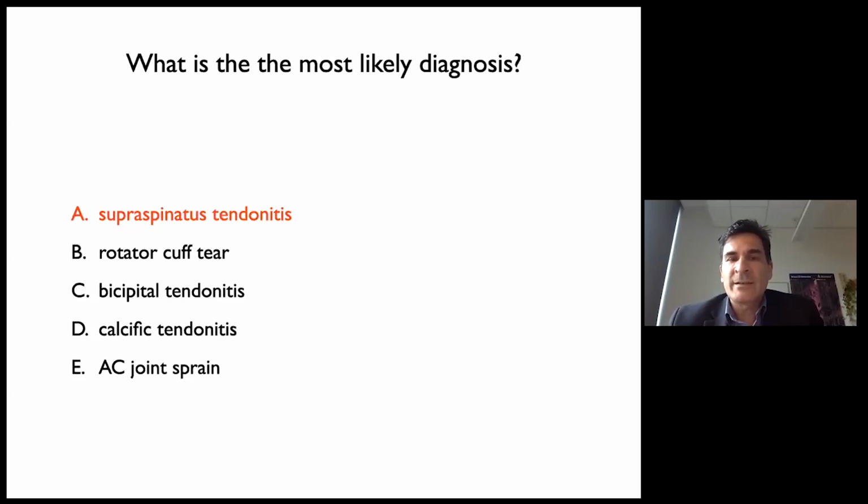The more likely answer in this situation is supraspinatus tendinitis, because a rotator cuff tear, in particular if it's a full thickness tear, would be associated with weakness, and there was no mention of this in the clinical vignette. So supraspinatus tendinitis is the most likely diagnosis.